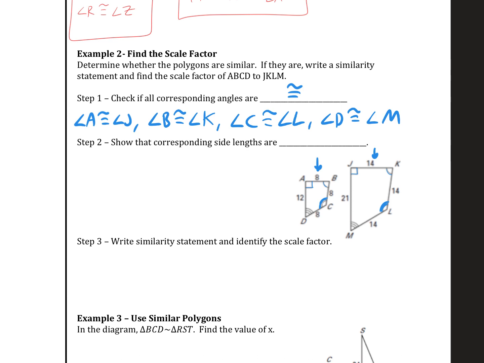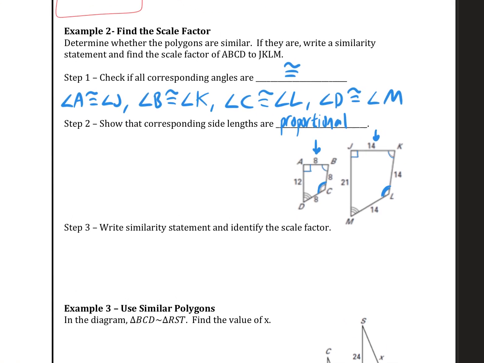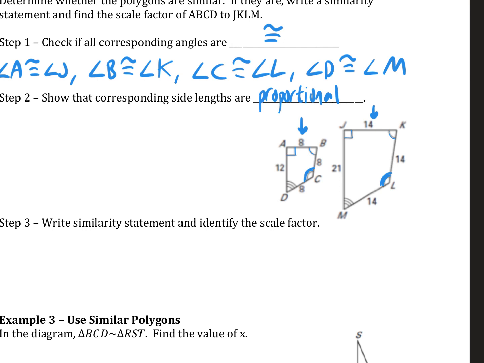The next thing we need to do is show that the corresponding side lengths are proportional. Proportional means that all the side lengths match up and have the same ratio. Okay. So one thing we need to know here, we have 2 different size shapes. We have a small one, right? This is the small shape, and this is the big shape.